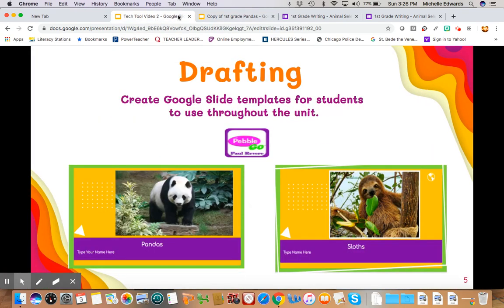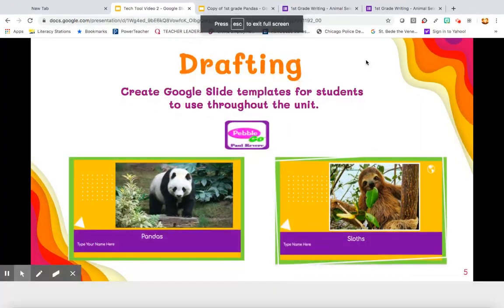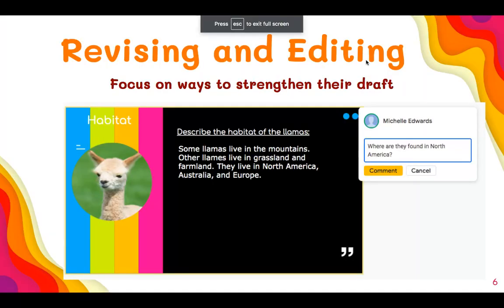So now that the drafting is taking place, it's time to start revising and editing. As the students are working on their template, they can also have time to look back and revise and edit. This would also allow you some time to look at their work and leave some comments in the comment section that's provided in Google Slides. Students could look at your comments and maybe suggestions and revise and edit as they're working on completing the rest of their book.